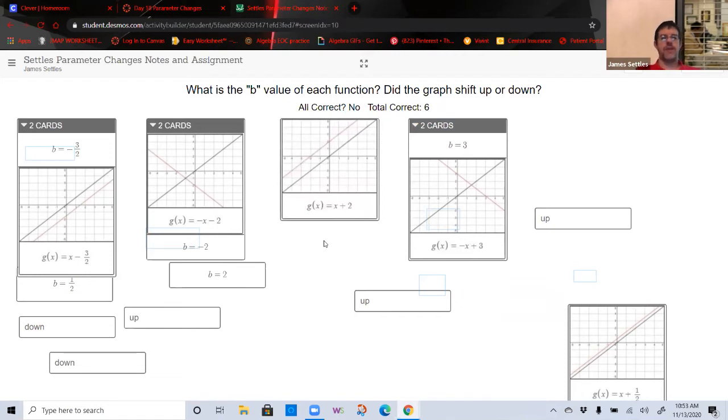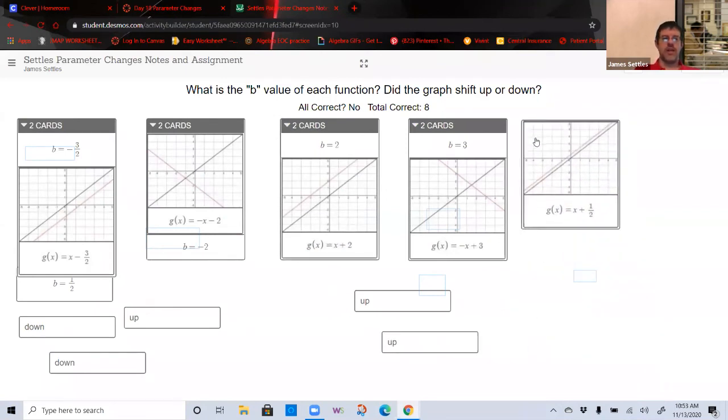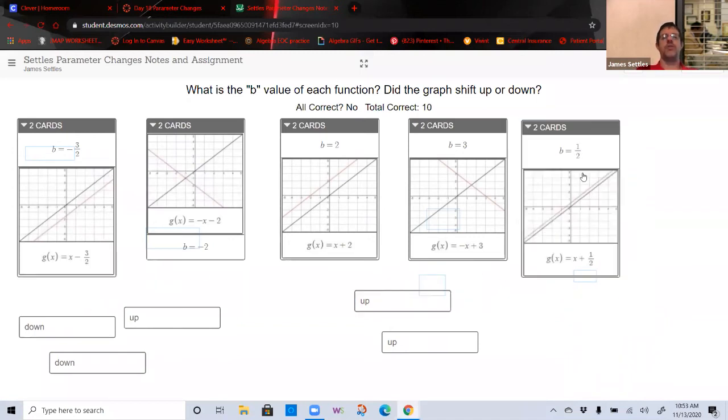All right, so now I got x plus 2, and we're going to find where B is just 2. And then the last one says 1/2 and drag B there. So if you did all those, you should have 10 total correct. Now we got to figure out if it's going up or down.